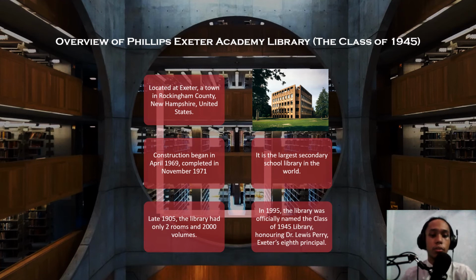In late 1905, the library had only 2 rooms and 2,000 volumes. And in 1995, the library was officially named the Class of 1945 Library, honoring Dr. Lewis Perry, Exeter's 8th principal. Fun fact, it is the largest secondary school library in the world.